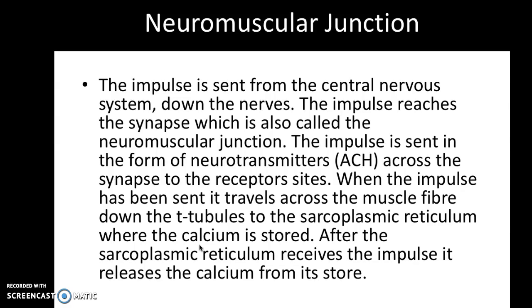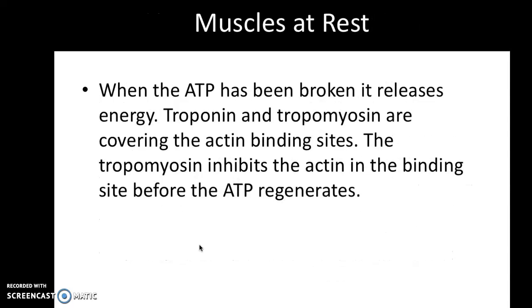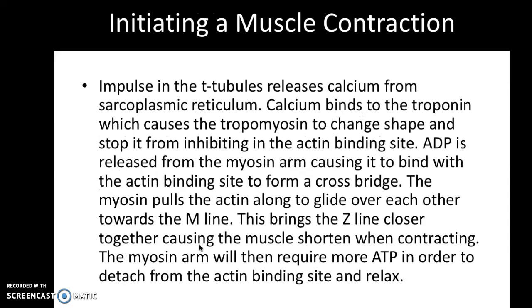When the impulse has been sent, it travels across the muscle fiber down the T tubules to the sarcoplasmic reticulum, which is just a calcium store. After the sarcoplasmic reticulum receives the impulse, it releases the calcium from its store. When the ATP, which is just the muscle fuel, is broken, it releases energy. Troponin and tropomyosin are covering the actin binding sites. The tropomyosin inhibits the actin in the binding site before the ATP regenerates.